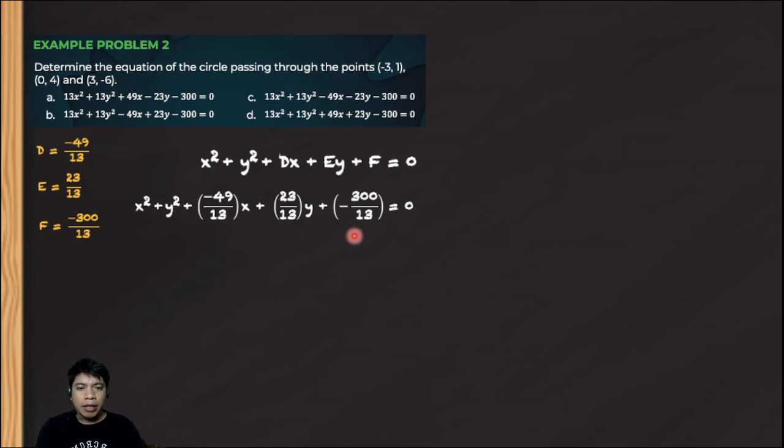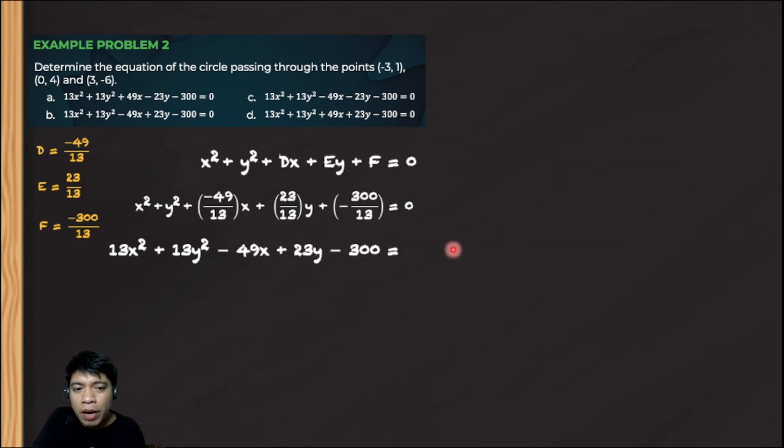Okay? Then, obviously, kailangan natin i-eliminate yung fraction. So, we need to multiply this equation by 13. This whole equation, i-multiply natin siya ng 13. So, magiging 13x squared plus 13y squared minus 49x plus 23y minus 300 equals to 0. So, ito na nga guys yung ating sagot.